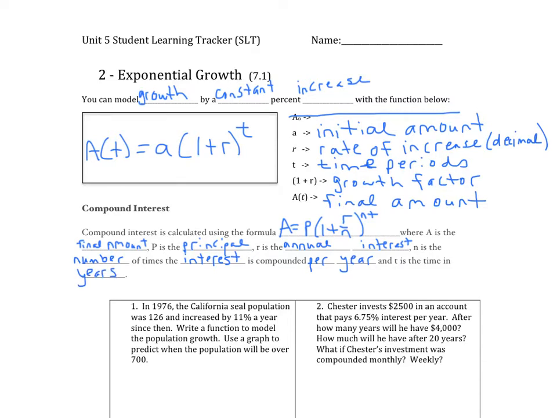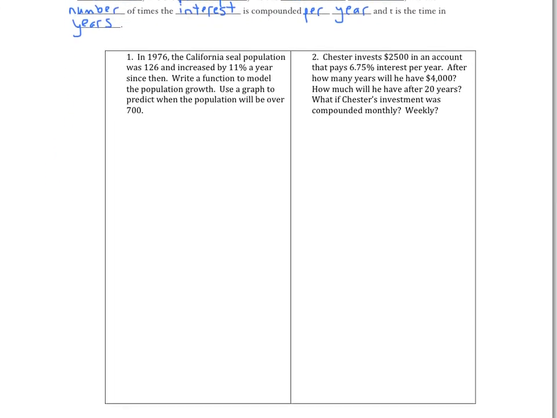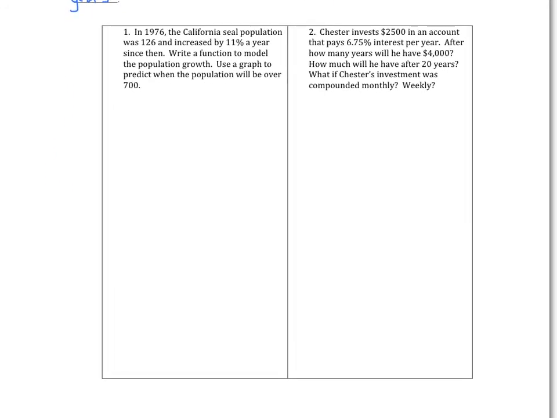Let's look at our first example. In 1976, the California seal population was 126 and increased by 11% a year since then. Write a function to model the population growth. Use a graph to predict when the population will be over 700. So we need to start off with a model. In this case, it doesn't say compounded, so we just start off with our regular formula.